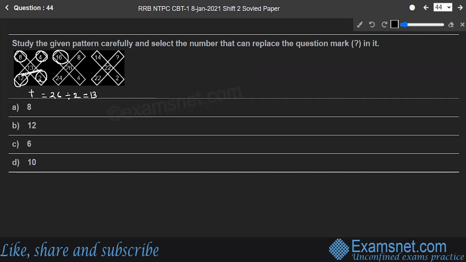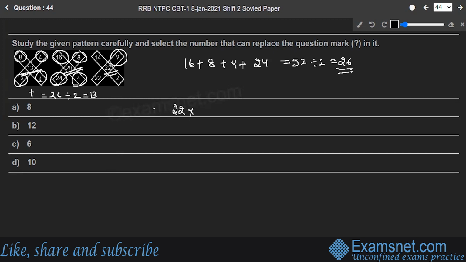Similarly, let's add 6 plus 8 plus 12, 24 plus 4. So 16 plus 8 plus 4 plus 24 is equal to 52. Divided by 2 is 26, which is the middle number. That means we got our perfectly clear logic. Now let's find out the missing number over here. First of all, the middle number is 22. So 22 multiplied by 2 will give you 44.